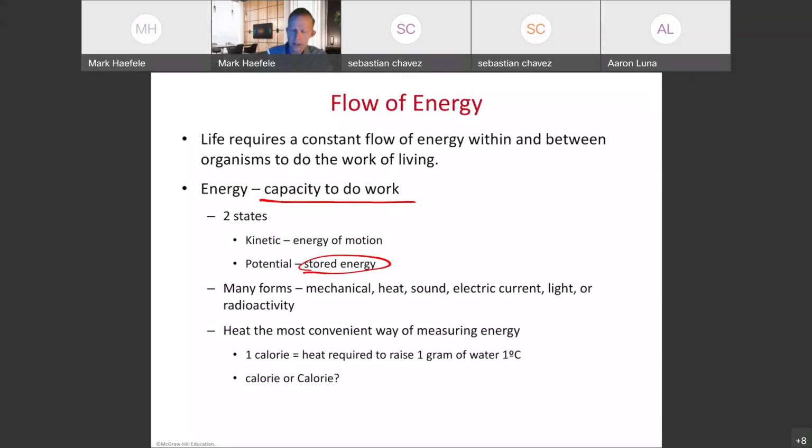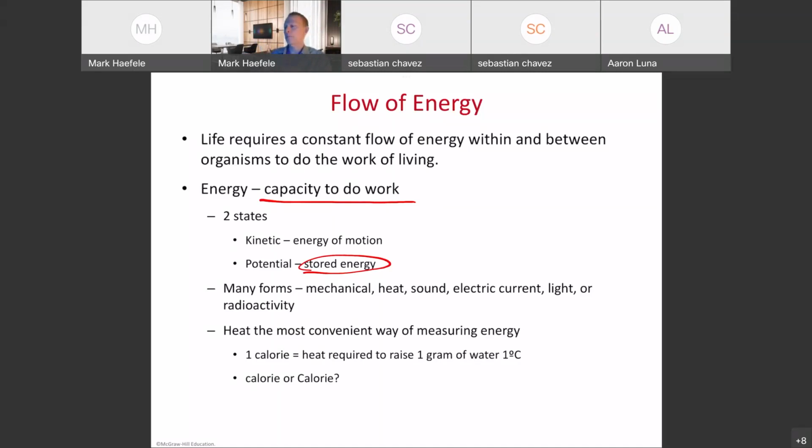And there are different forms of energy, some kinetic and some not, right? So we have mechanical energy, heat is a type of kinetic energy, sound, electric current is kinetic, light is kinetic, radioactivity is kinetic. So there are different types of kinetic energy. When we're looking at light, it's actually a form of kinetic energy. And when we see energy, we want to quantify it. We don't get too deep in the woods on this one because it starts to get into the physics of energy, but we do want to understand a couple of things.